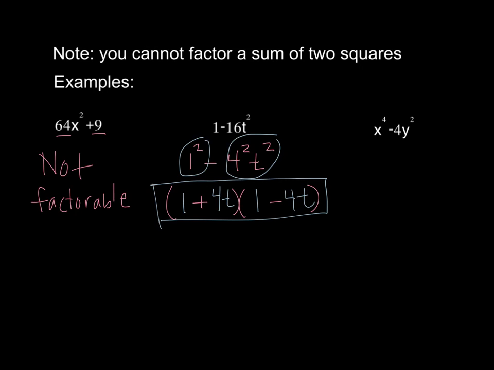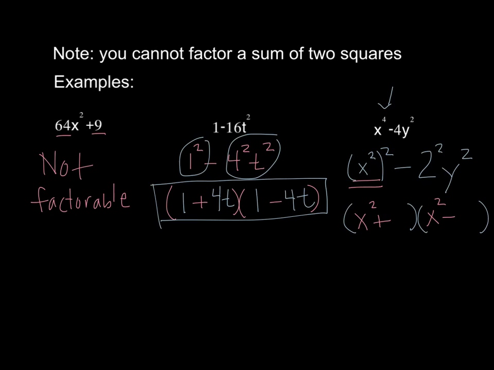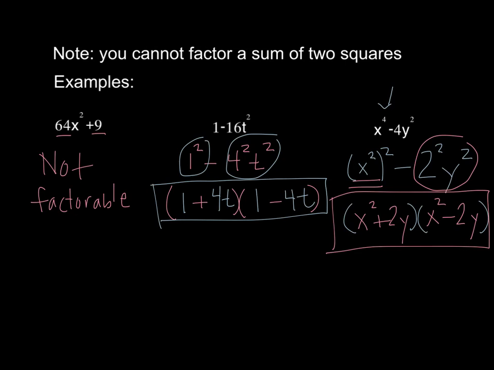This last example is maybe a little trickier. It doesn't appear that this is a perfect square at all. It's raised to the 4th power. But we can think of this as x squared squared minus 2 squared y squared. So when we factor this one and we ask ourselves, what is squared here? We'll say x squared. And for our second term, we notice that both the 2 and the y are squared, so we get 2y and 2y. And again, one of these factors is plus and one of these factors is minus.